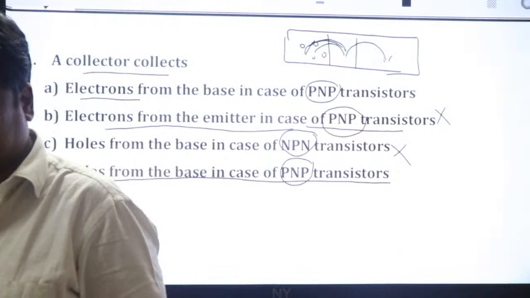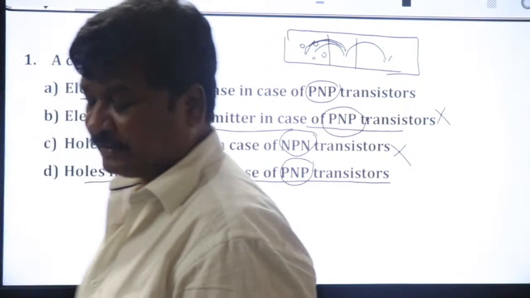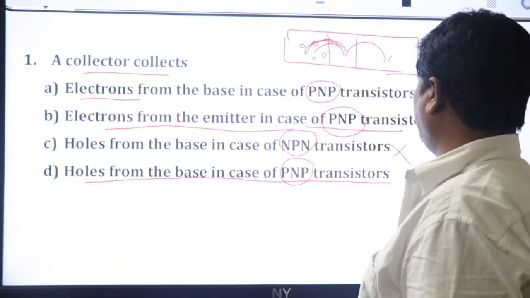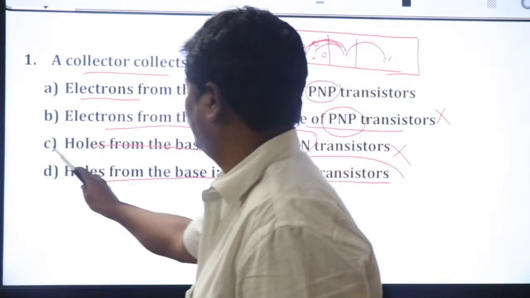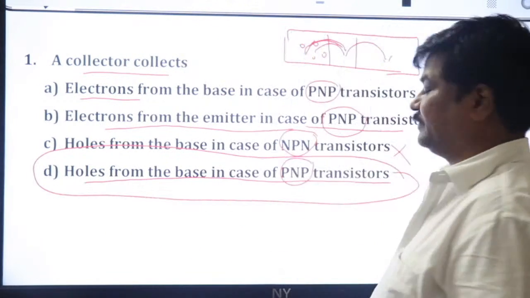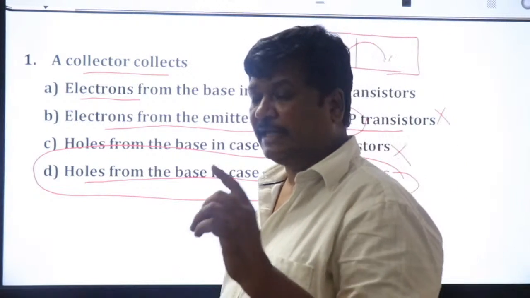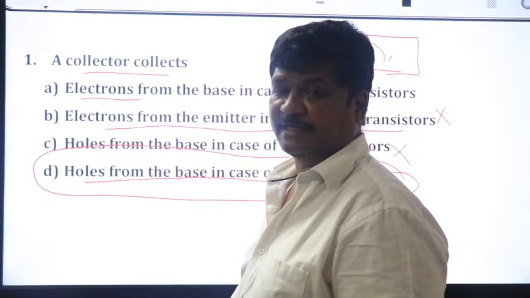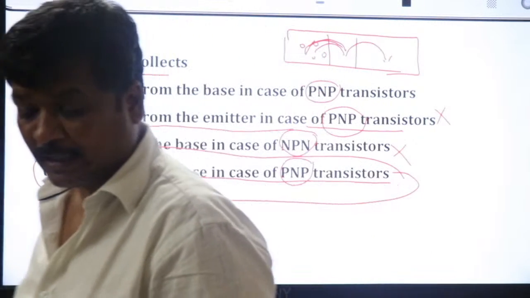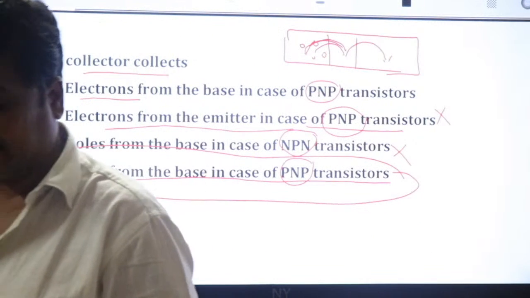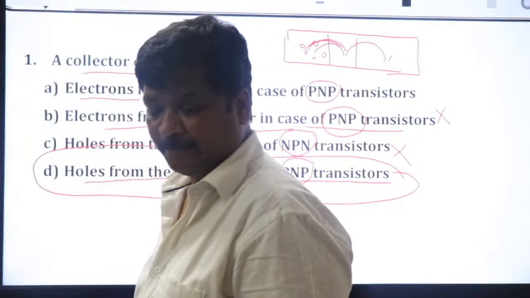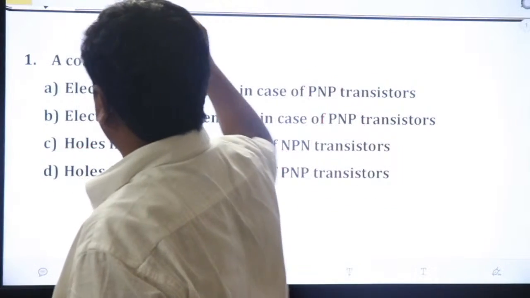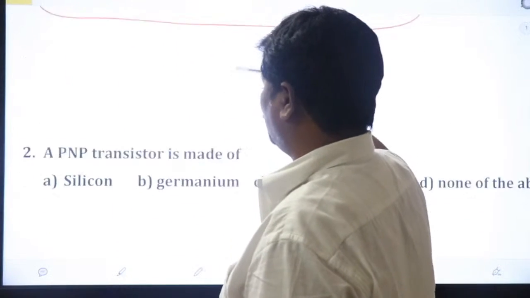I think everyone is clear. The answer is D. D is the right answer. If you have any such doubt, immediately try to draw the circuit diagram and check it. Okay, ma? Right? Very good. Okay. Next, coming to the next question.